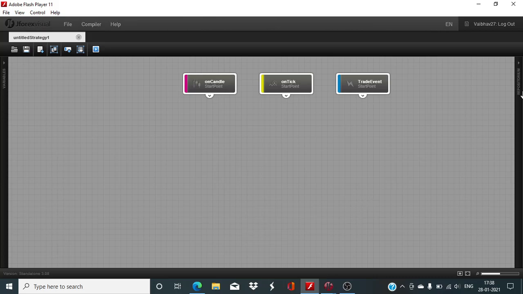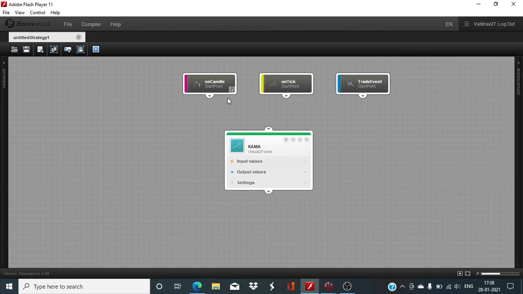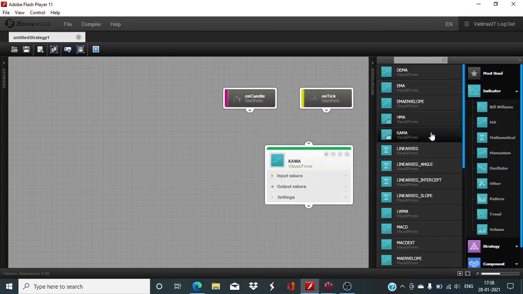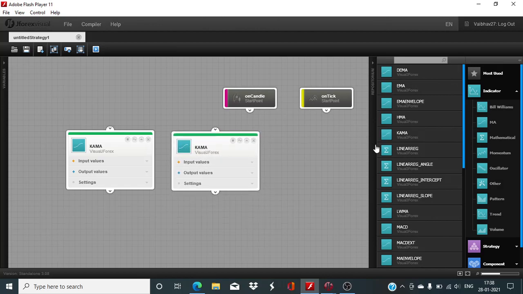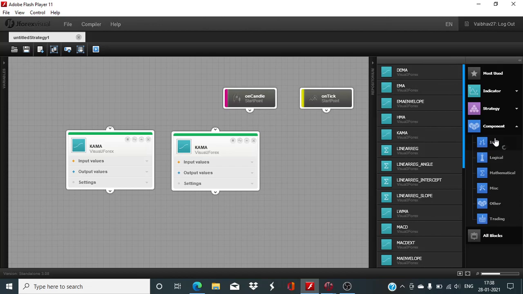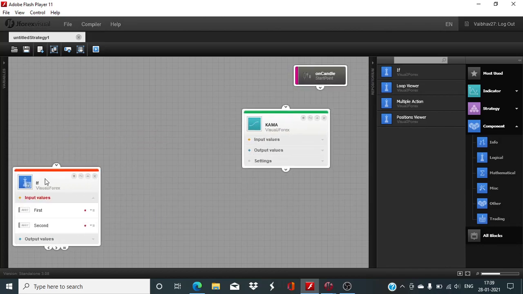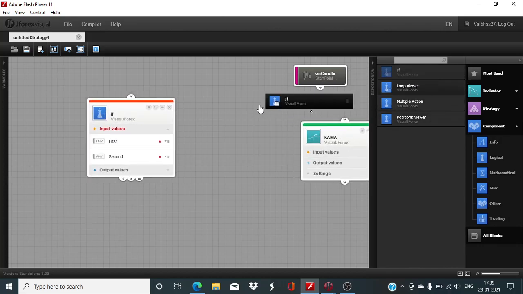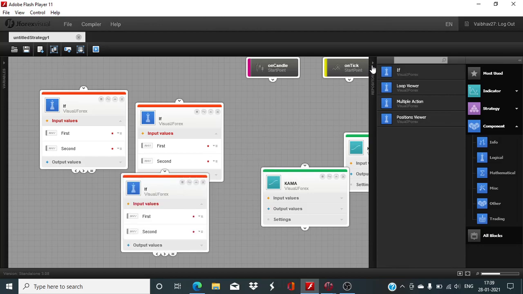So let us head to the Visual JForex board. Here you will need to find the KAMA indicator. Here it is. Before we join this indicator, we will take a couple of copies of it. Here we are going to take a couple of KAMA blocks and also logical components. We will need to do the instrument subscription so that trade execution happens flawlessly. No multiple trades should be executed at the same time. So for that, we are also going to set the conditions using the if block.